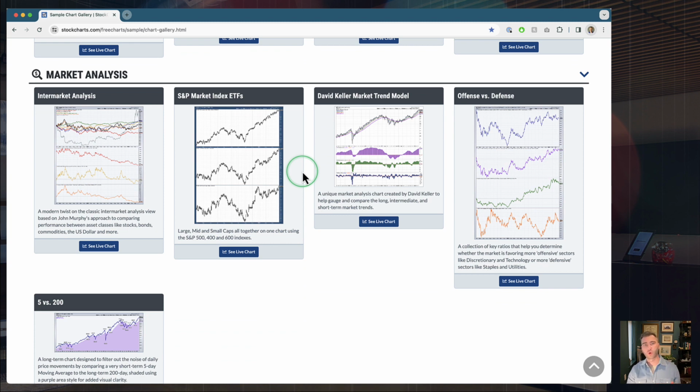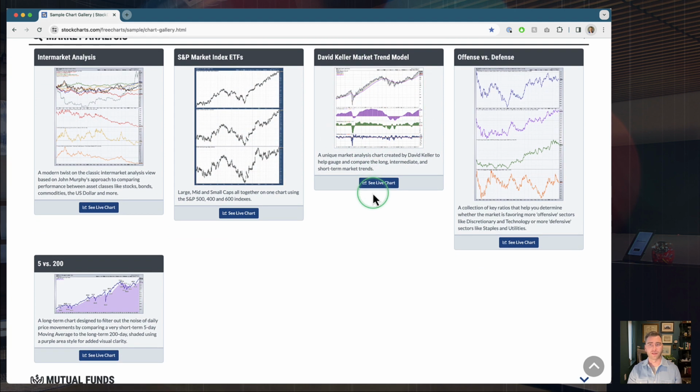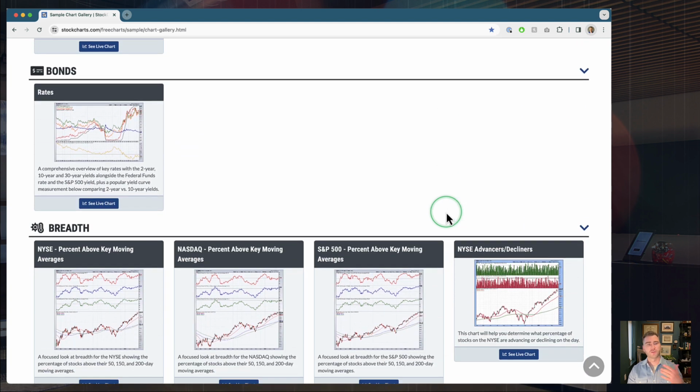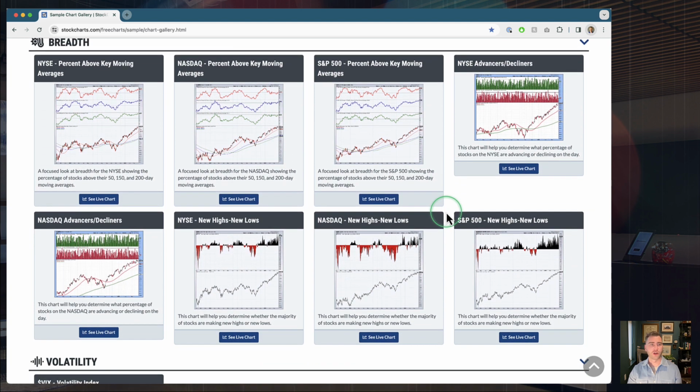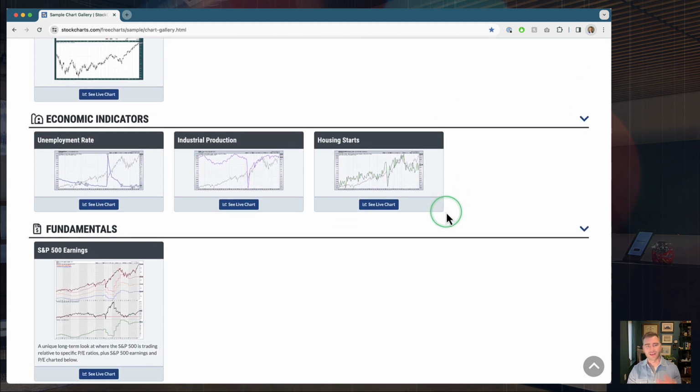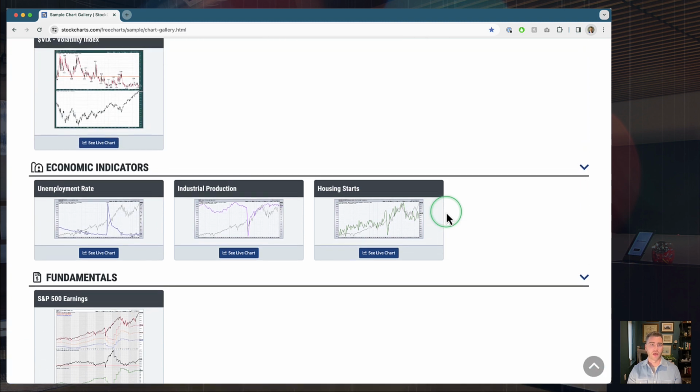Then we get into some more kind of symbol specific things. So this is where we bring in some market analysis charts, things like intermarket analysis, a couple of interesting looks at different market indexes. We've got Dave Keller's market trend model, a personal favorite of mine in this gallery, and offense and defense, actually another favorite of mine, shows you some different metrics, kind of getting into market internals. We've got mutual funds, bonds, and then the star of today's show, we have breadth. So we'll come back to that in just a sec. To round this out, volatility, economic indicators, fundamental indicators, you got a lot in here.